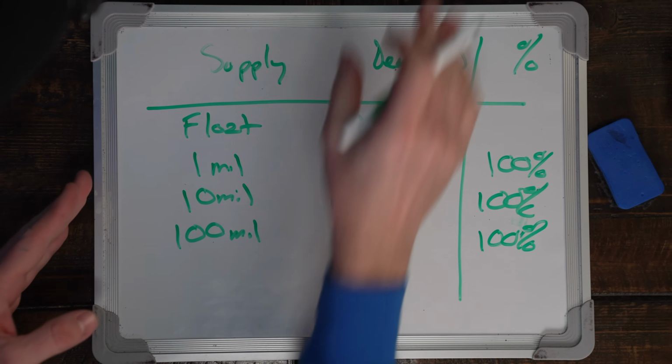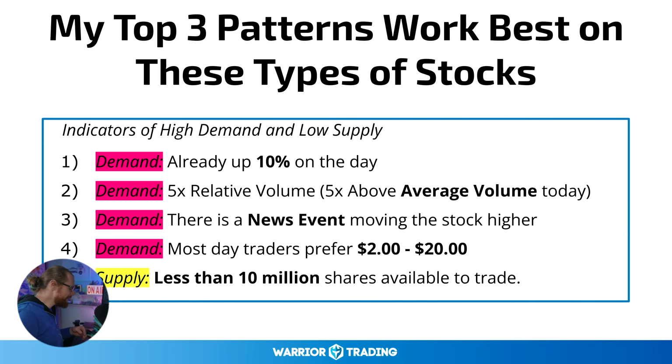So what we know is that the stocks that I tend to make the most money on will have this extreme relationship between very high demand and generally a limited level of supply. Now, some people would say, Ross, where do you even come up with these numbers? Up 10% on the day, 5 times higher volume than average. What is that all based on?